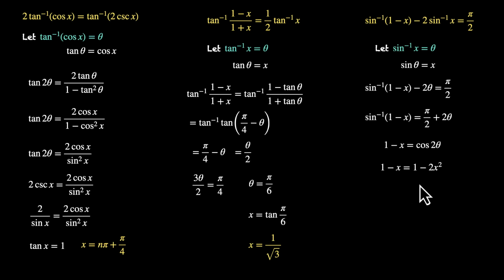Now we have an equation in x, we can solve this. 1 cancels out, 2x square minus x is equal to 0. Taking x common, we have x times 2x minus 1 equals to 0. Either x is equal to 0 or 2x minus 1 is equal to 0. This gives x is equal to half. So the solution for this equation is either x is 0 or x is half.